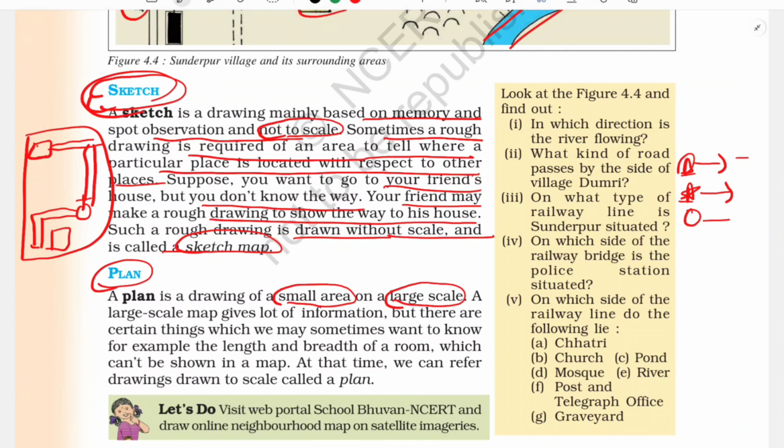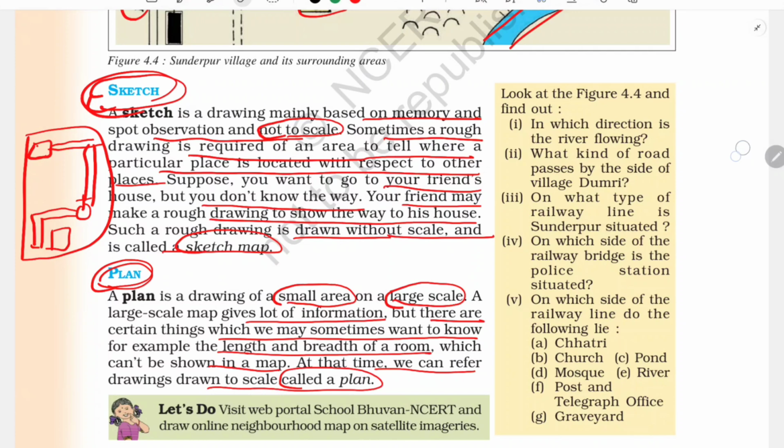But even in that detail you will not have detail of your house or your room. In a plan you will see proper, exact detail. A large scale map gives you lots of information, but there are certain things you may sometimes want to know, for example the length and breadth of a room, which cannot be shown in a map. At that time we can refer to drawings drawn to scale, called a plan. For example, when you are going to construct a house, at first they will give us a proper plan, not a rough sketch.